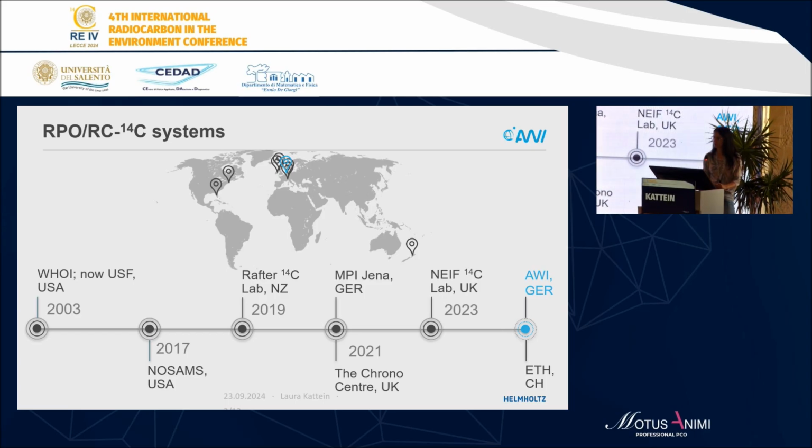Then last year, the Knife Radiocarbon Lab introduced their system. It's also a customized system that they built themselves, but it has a different setup than the other ones. And they also use it for ramped combustion. Apart from these, let's say, established systems, there are also 2 machines that are currently being developed. One is at the ETH in Zurich, and one is our system at AWI.